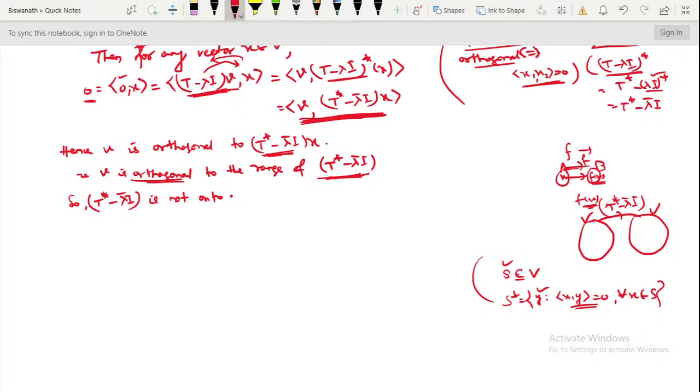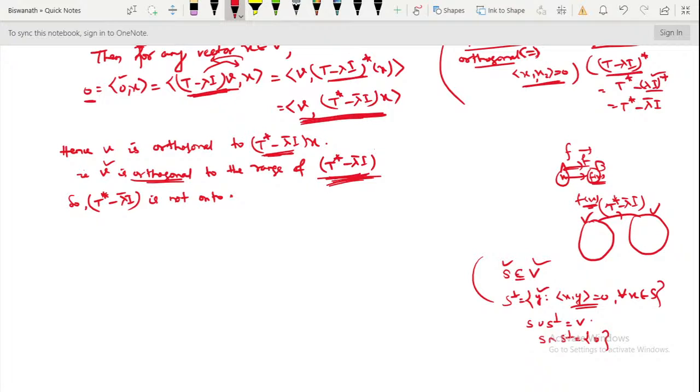And you may also note that S union S perp is equal to the whole vector space V, and their intersection is only the zero vector, or the identity vector. So if v is orthogonal to this one, that means v is lying in the perp of this one.